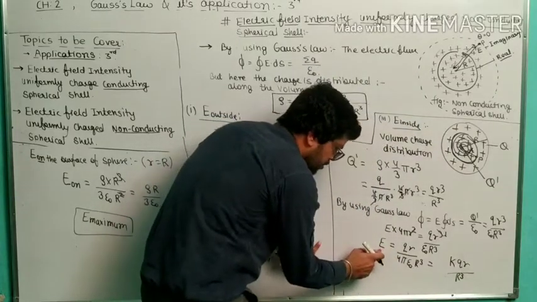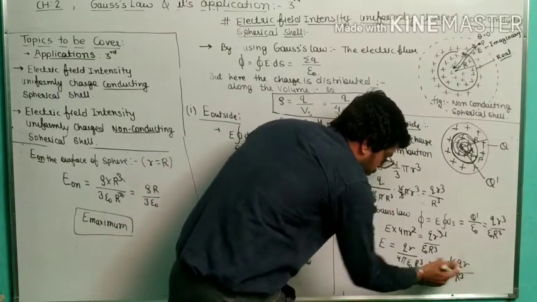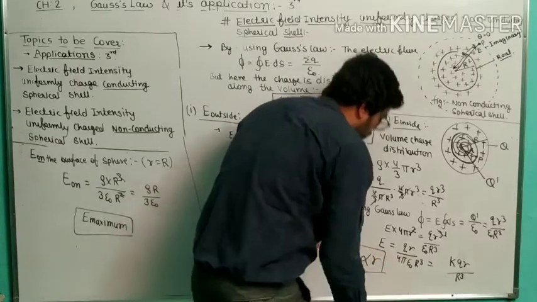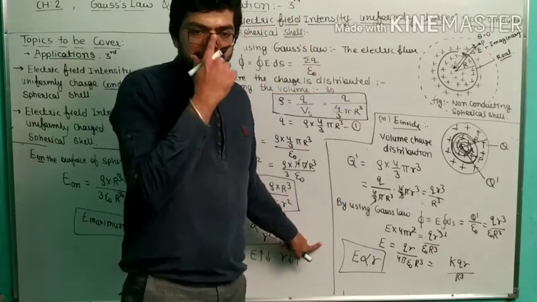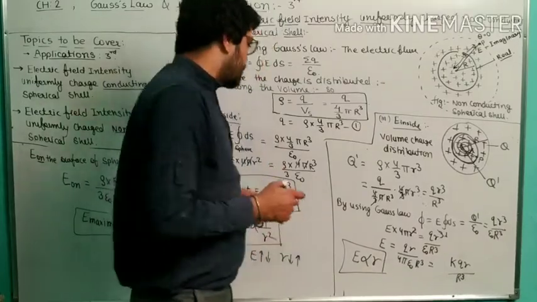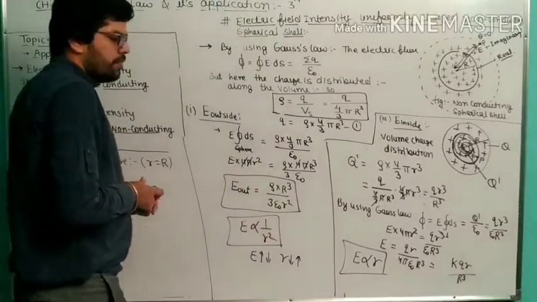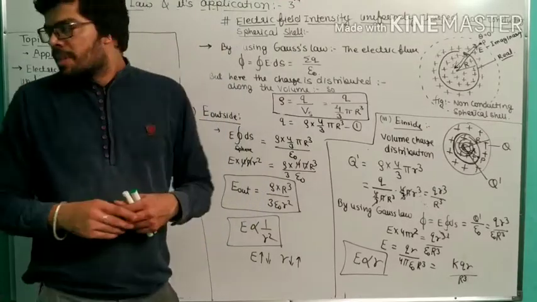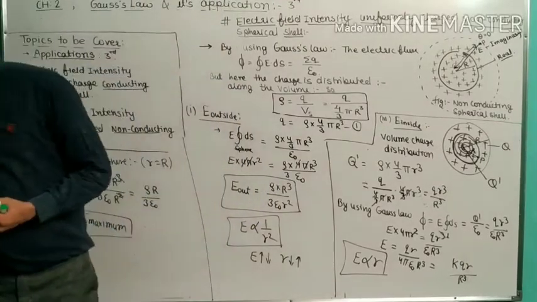So we got the expression, see E. The small r is in the numerator. Now we got the expression: E is directly proportional to r. E is directly proportional to r. So this is very easy. Now we are drawing the graph by which you will be able to understand. So let's start here to draw the graph.